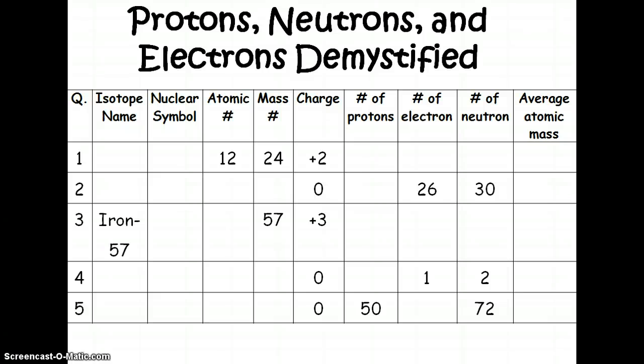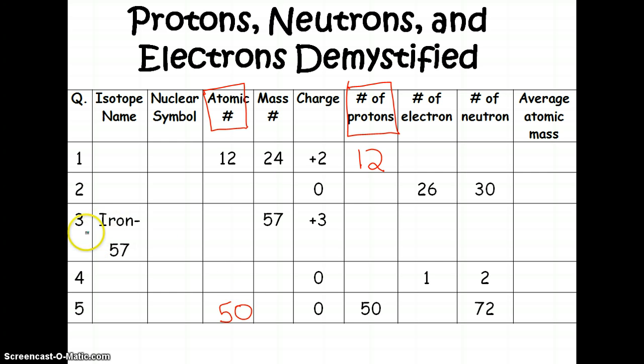All right, so let's talk about how to figure out what's going on with a particular atom, okay? So we're going to try to demystify protons, neutrons, and electrons. The first thing you need to understand is that the atomic number is the top number on the periodic table, and it's equal to the number of protons. So we can immediately go down and start filling in a lot of holes just based on that. Okay, so we've got 50 and 50.